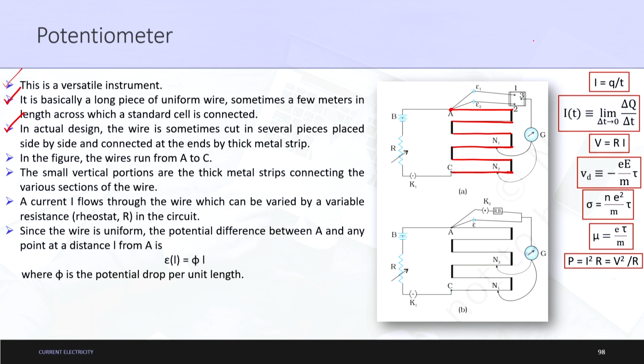So basically, if the length of the wire is capital L, then it is divided into L by 6, L by 6, L by 6, L by 6, and so on. Okay, so this thing has been explained. Let us move on. What is written up after this?